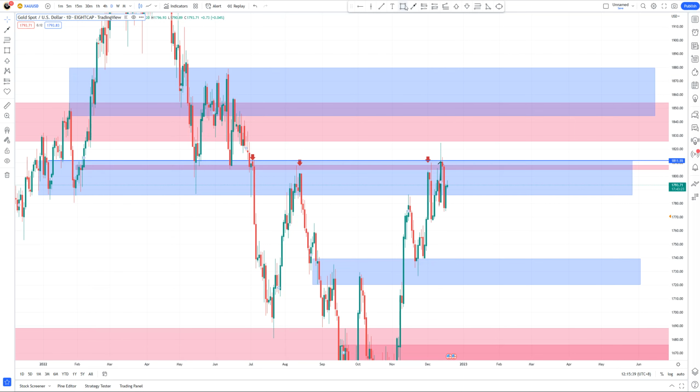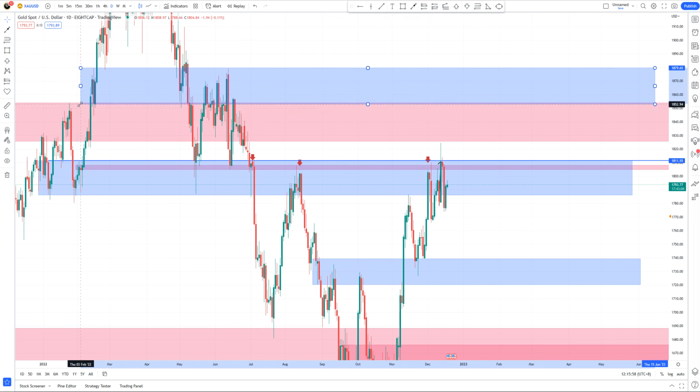level. So it has created our first engulfing cell over here. As you can see, this is our first engulfing cell, and then price came back into the zone to close as the second engulfing cell. So that is why this is a valid selling zone for me.